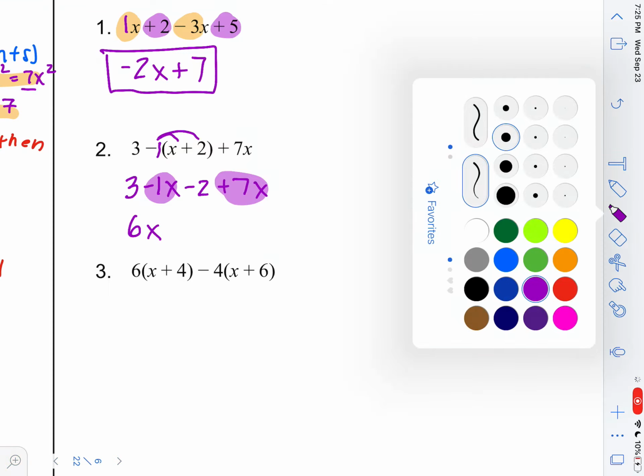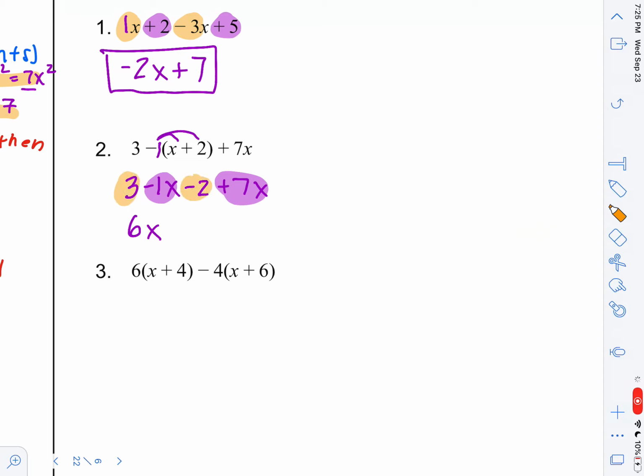Also put the x's first before the numbers. 3 minus 2 is a positive 1. And that's all you can do. You can't add 6x plus 1. Do not forget to highlight the sign in front, because a lot of students will do this. They'll highlight 7x and then 1x, which is 8x, but it's not 8x because you have to take the sign in front. So make sure you highlight or underline that whole thing.